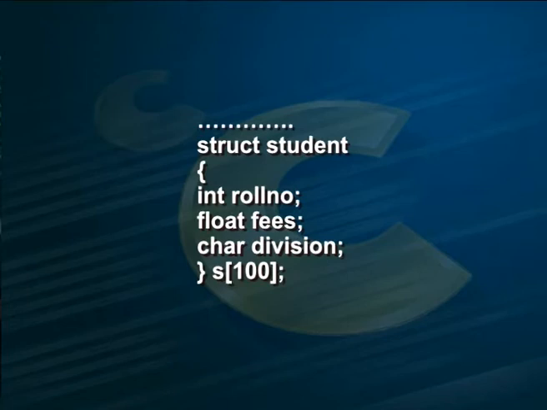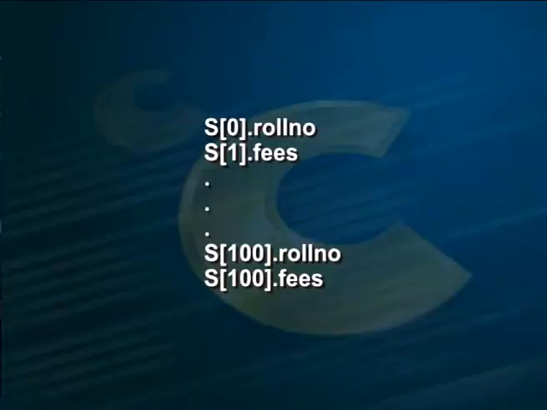Let us now go through a program segment that shows how to use an array of structures. struct student { int roll_number; float fees; char division; } s[100]; Here we define an array of 100 structures. Each structure variable S0, S1 up to S100 contains structure members as its values. The members can be accessed as S0.roll_number, S1.fees, like that, S100.roll_number, S100.fees, etc. Now, let us see a program segment that reads and writes the above defined array of structures.